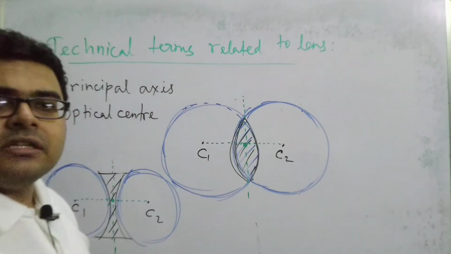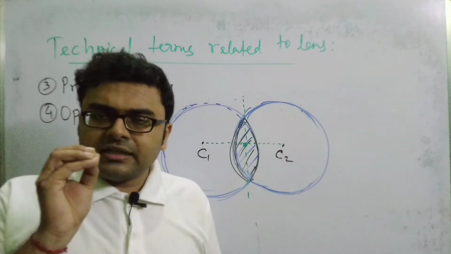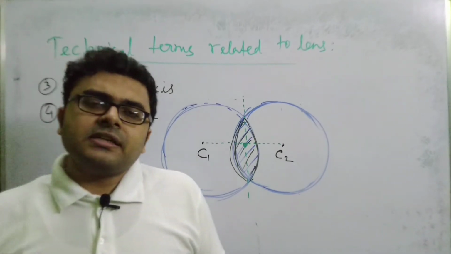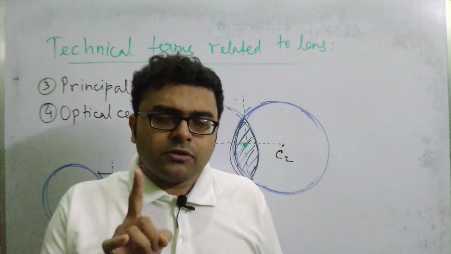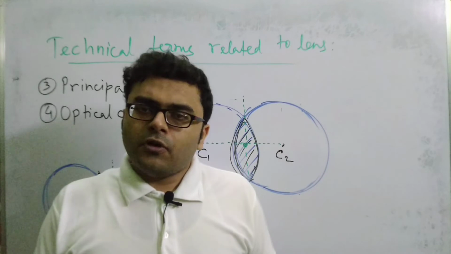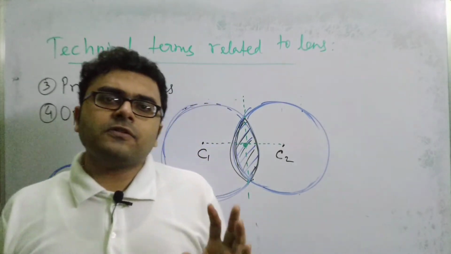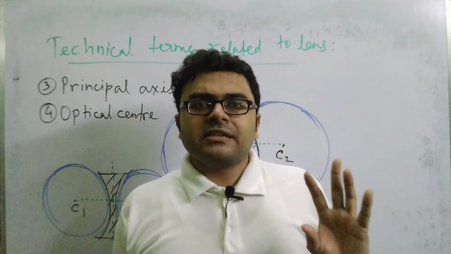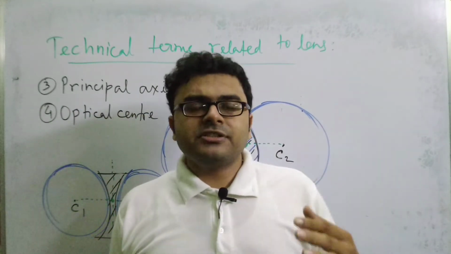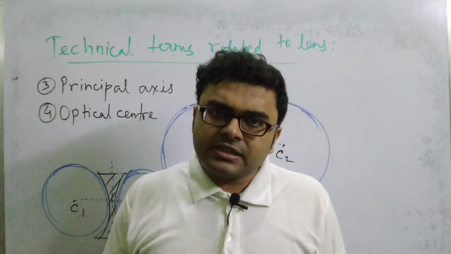So once again I am repeating, in case of a thick lens, a bit thicker lens, optical center is the point on which the incident light falls and it gets refracted parallelly. As you have seen in the case of the parallel sided glass slab, the emergent ray is parallel to the incident ray. Same is the case here.